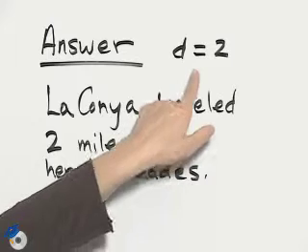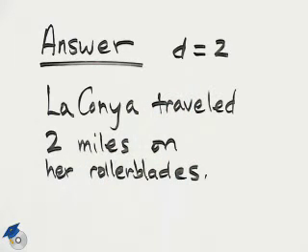We found that D was equal to 2, and D was indeed what we wanted to find. So the answer to the question is LaConya traveled 2 miles on her rollerblades.